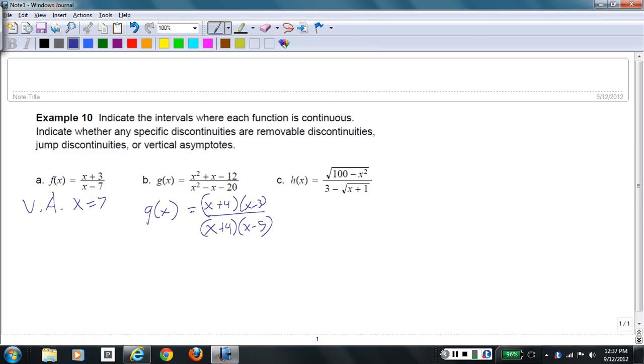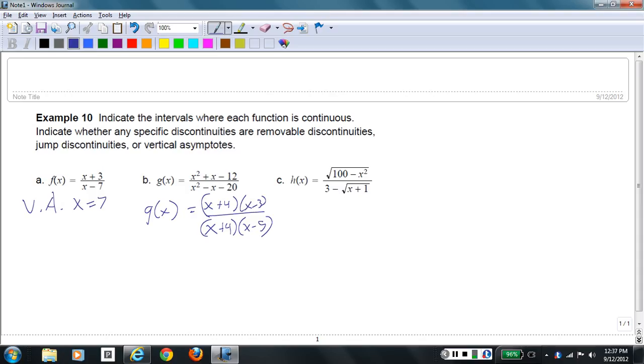We get x plus 4 times x minus 3 in the numerator, x plus 4 times x minus 5 in the denominator. Now, the x plus 4s would divide out if we were going to evaluate this function anywhere but -4, or if we were going to evaluate the limit. We'd divide those out. However, we do have to acknowledge that the function is undefined at -4, because -4 makes the numerator 0. It also makes the denominator 0. So it'll be undefined there.